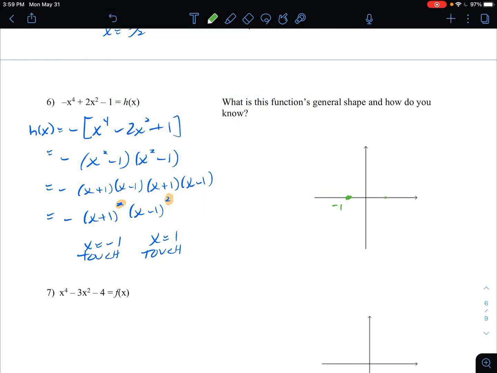So here's negative 1, here's positive 1. My leading coefficient is negative, and we have an even power. So my end behavior is going to be like this, like an upside down parabola. And I have these two touching x-intercepts. So the graph looks something like so. Bounces off the x-axis in two places.